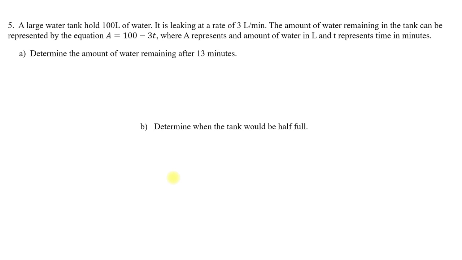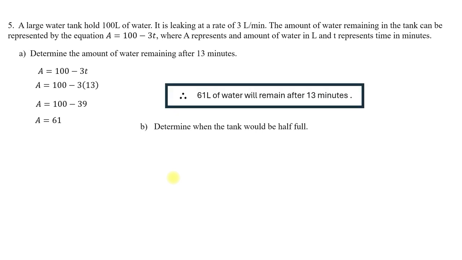What do we know, or what are we told? We'll restate the equation. So we want to know what the amount is after 13 minutes. So we simply replace the T value with 13. We plug that into our equation. Further simplify it. A equals 100 minus 39. A equals 61. So we can say that the amount of water after 13 minutes is 61 liters.